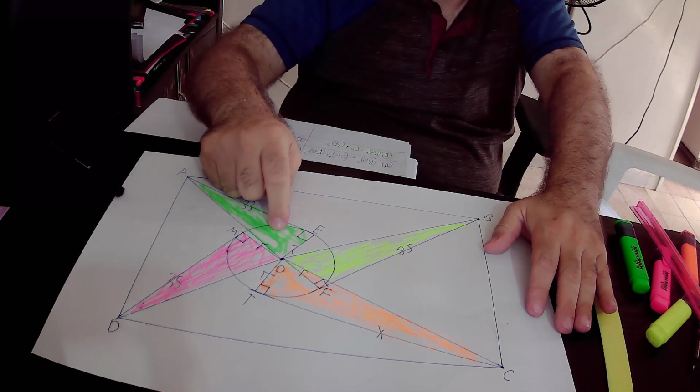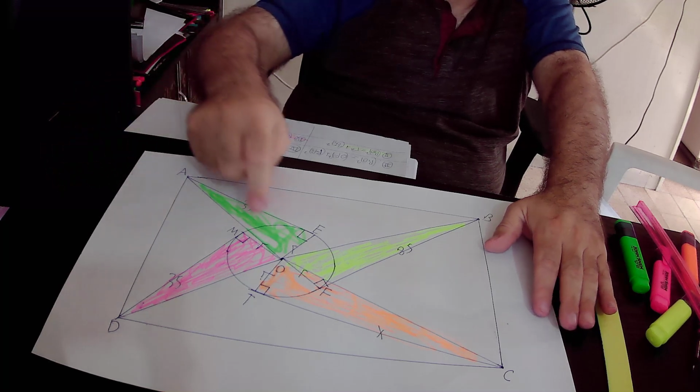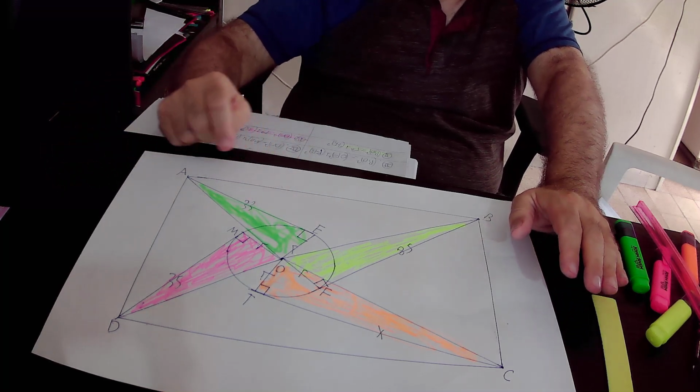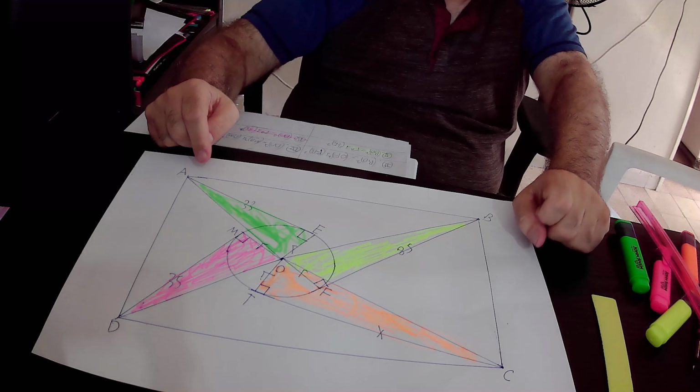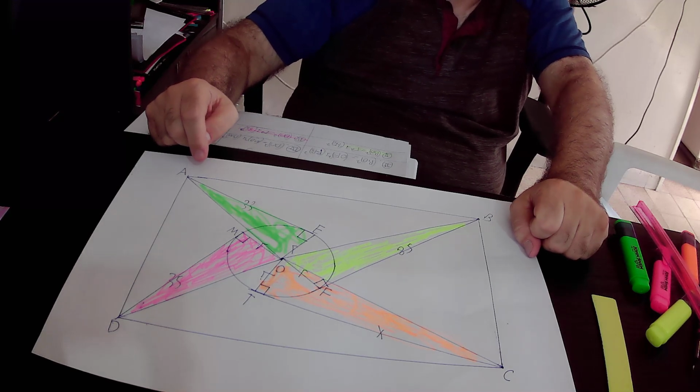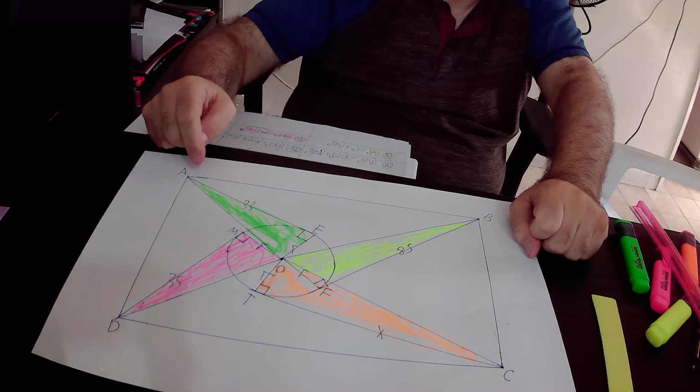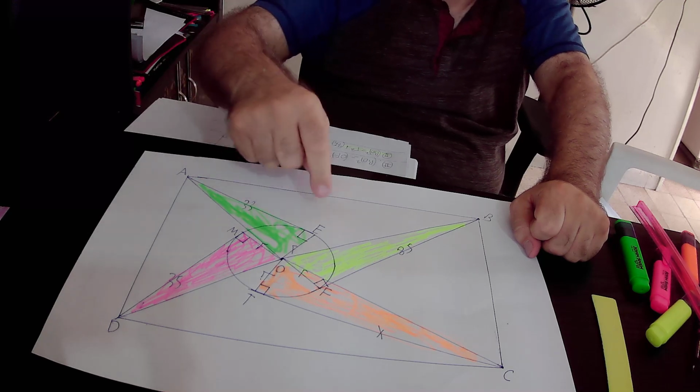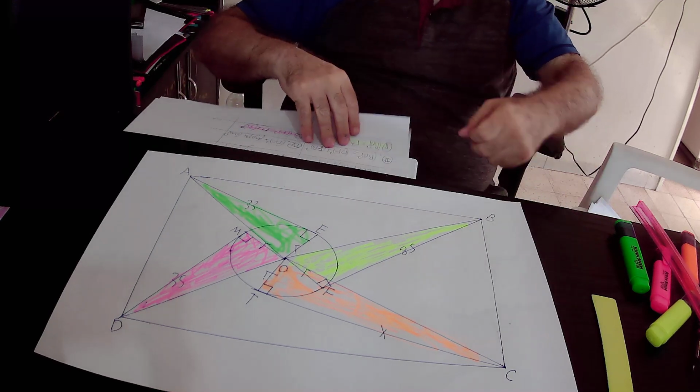In this way, we created the right triangle AOE. We implemented the Pythagoras theorem on the right triangle AOE. According to the Pythagoras theorem, AO squared equals OE squared plus AE squared.